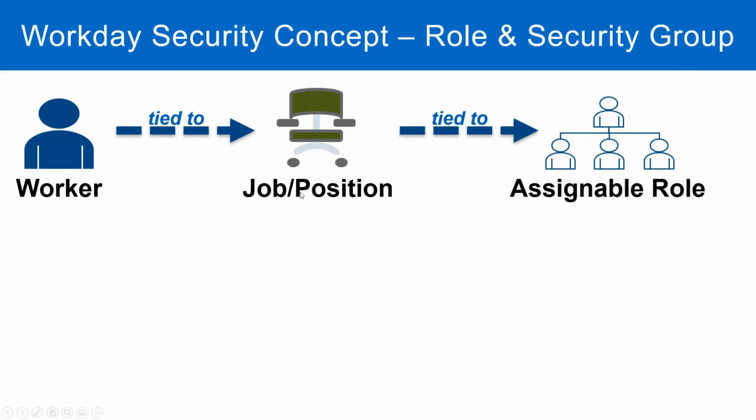And the position is assigned to the assignable role. So that is how indirectly the worker is assigned. The worker is not directly assigned to the role. The worker is assigned to the position, and the position is assigned to the role. Now that brings us to an interesting question. Let's say the position is unfilled. You create a position, you're planning to hire someone, but the position is unfilled. Can we still assign the position to a role?